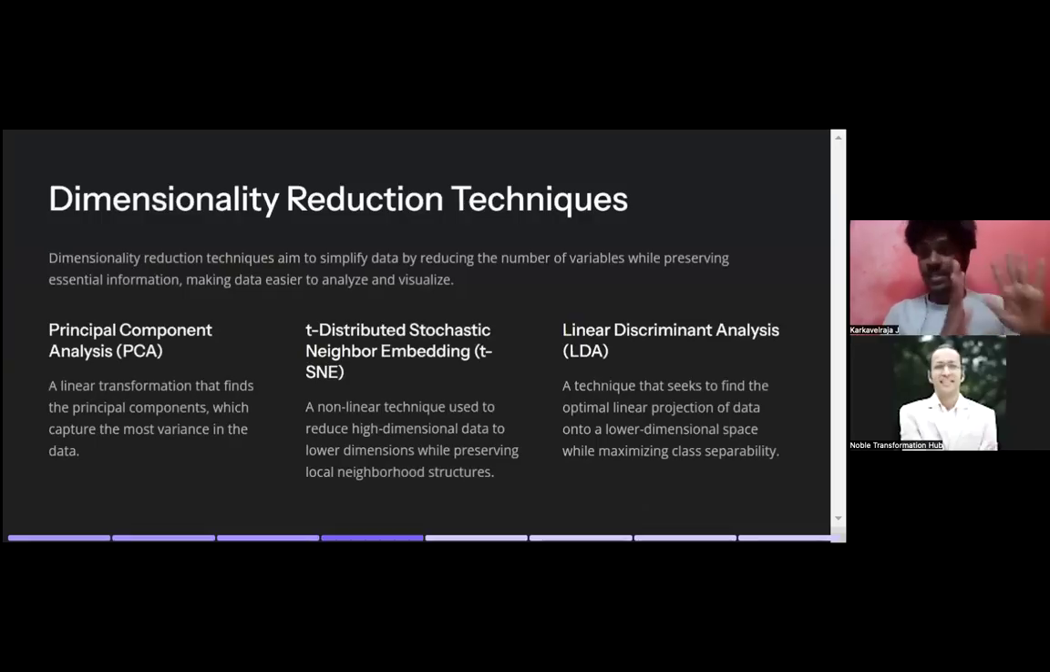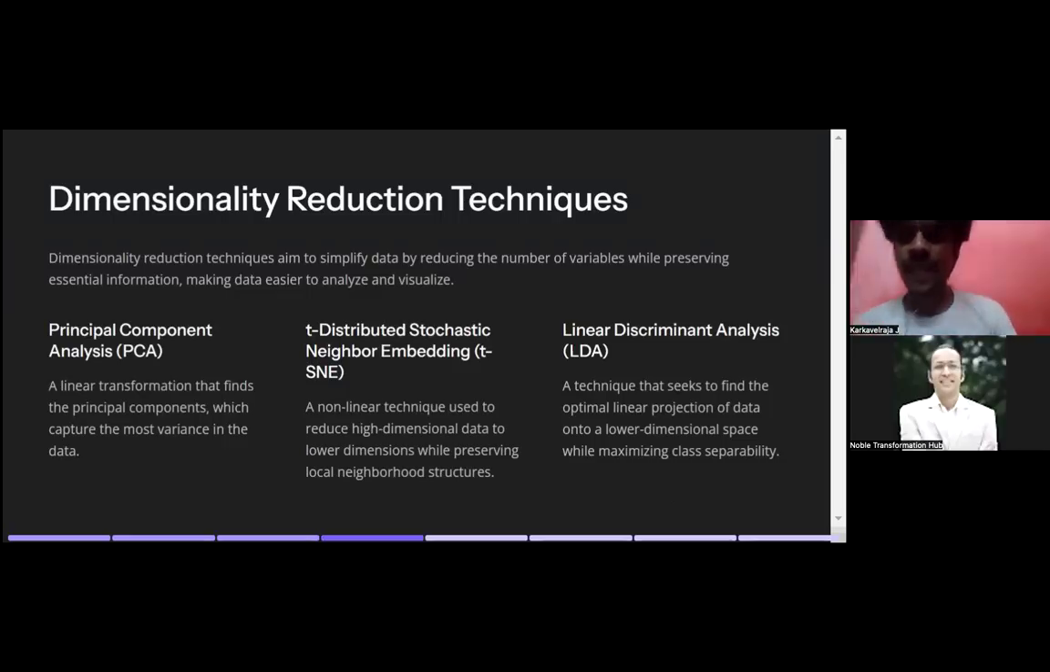Okay, now you guys are able to understand clustering, right? We are moving to the next category, dimensionality reduction techniques. So let's see what dimension is. We already discussed, right? Higher dimension to lower dimension. Dimensionality reduction techniques aim to simplify data by reducing the number of variables while preserving the essential information, making data easier to analyze and visualize.